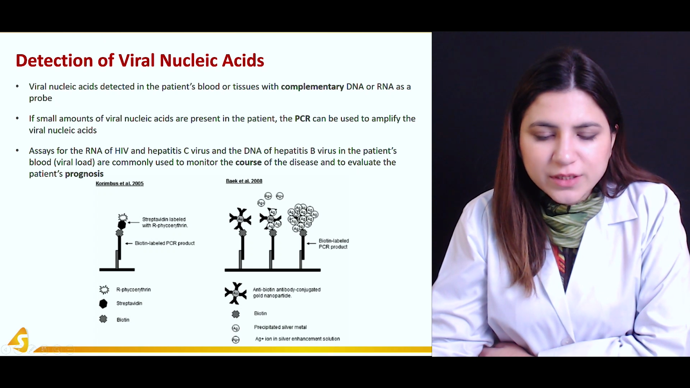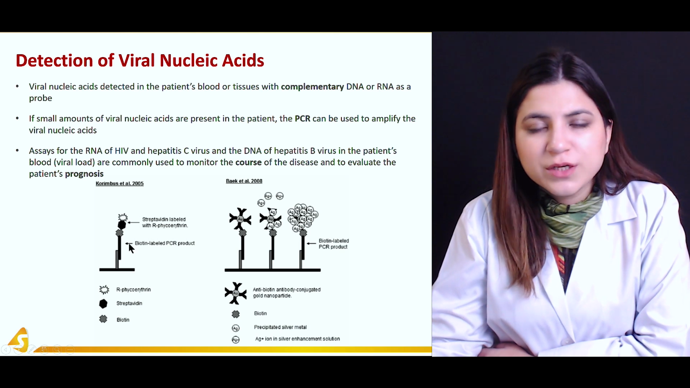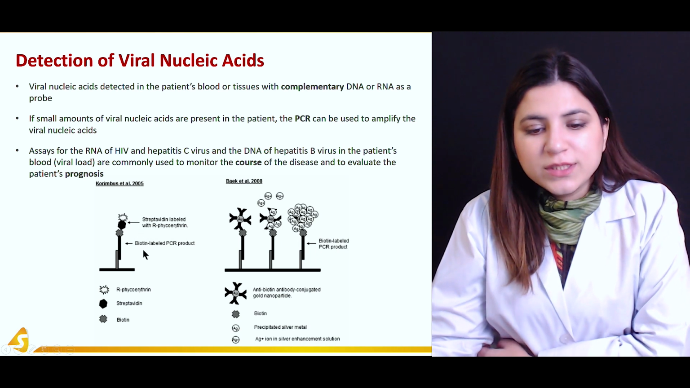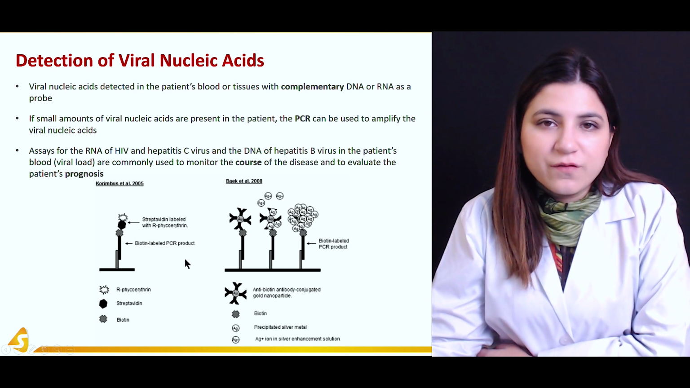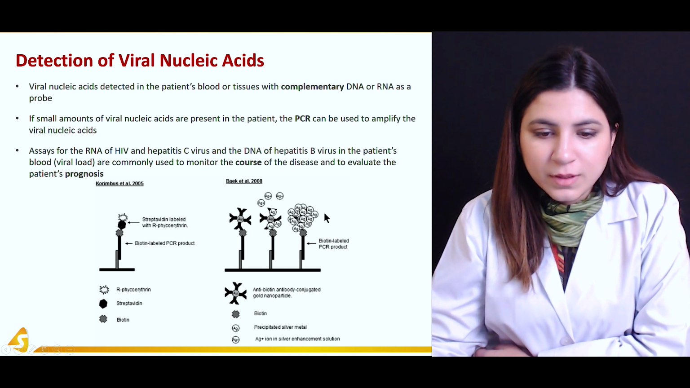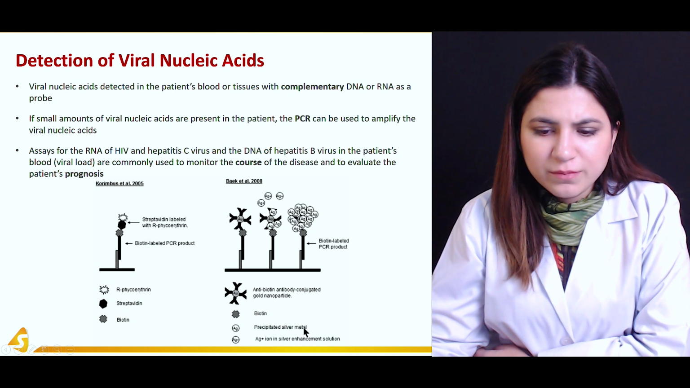This basically here is just showing us how we can use a biotin labeled PCR product, and we can bind those products to our complementary nucleic acid. And once bound, the signal can actually help us identify the presence of virus inside a sample. This is the biotin streptavidin bound PCR product. This is the biotin labeled PCR product, and we have precipitated silver particles as well.